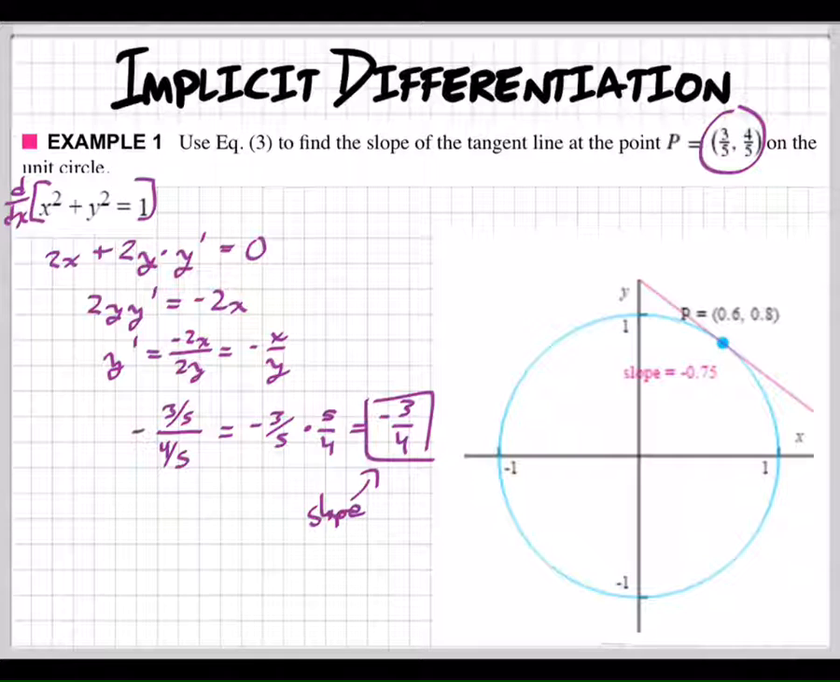And I love this because they already give you the point, and then there's the slope. If you have a point and a slope, you can write the equation too. It doesn't ask us to, but let's do it anyways. Y minus, and what's the y value for our point? The y value is right up here. Y minus 4 over 5 equals the slope, which is negative 3 over 4, multiplied by x minus the x, which is 3 over 5. Okay, so that is the tangent line right there.